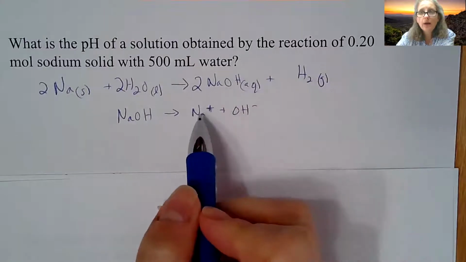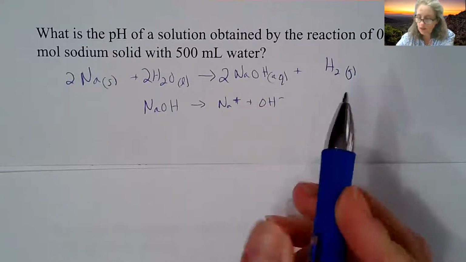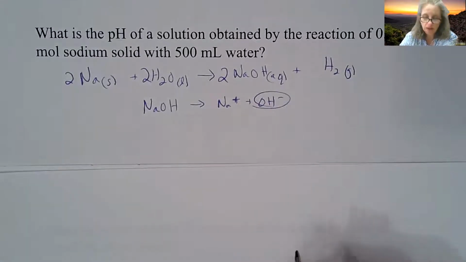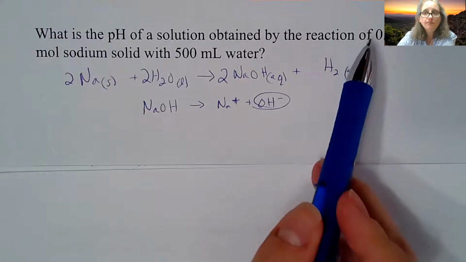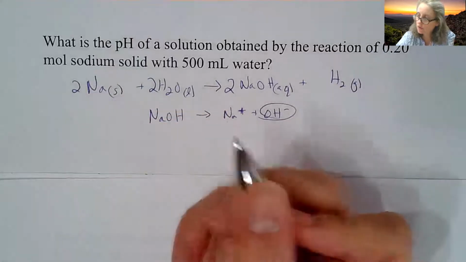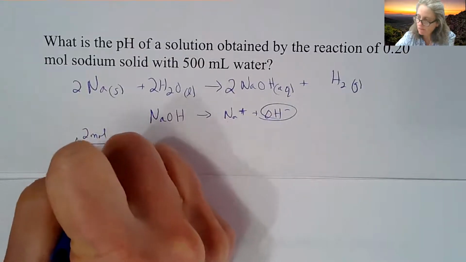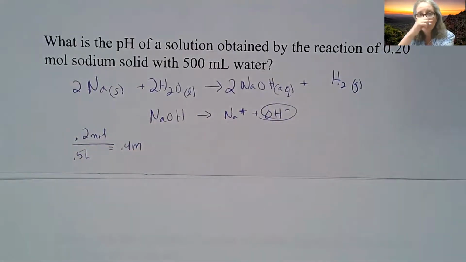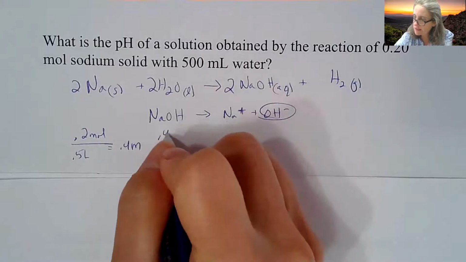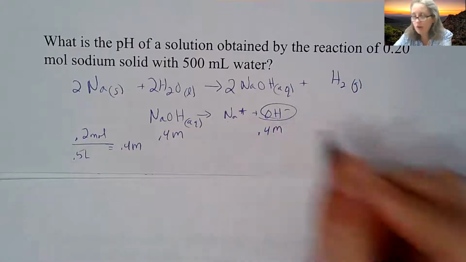So really what's floating around in that beaker, and we're going to talk more about this in a second, is Na plus and OH minus. What I care about is that OH minus, because that's going to tell me what my pH is. So going back to the problem, I was given 0.2 moles of sodium solid and 500 mL of water, so I could find a concentration of that. I could take 0.2 moles and divide it by 0.5 liters, and I'm going to get 0.4 molarity. Do note that that is essentially the molarity of this aqueous solution, so that's going to be the concentration of the OH minus.